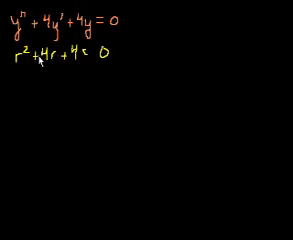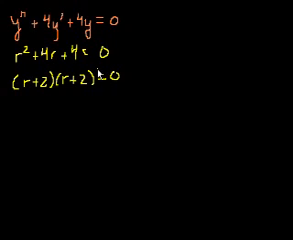This one's fairly easy to factor. We don't need the quadratic equation here. This is r plus 2 times r plus 2. And now something interesting happens, something that we haven't seen before. The two roots of our characteristic equation are actually the same number. r is equal to minus 2. So you can say we only have one solution or one root or a repeated root, however you want to say it. We only have one r that satisfies the characteristic equation.